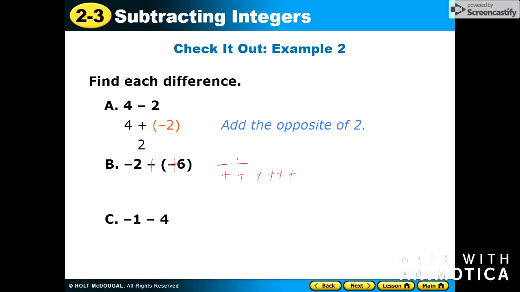These two will cancel each other out. I'll be left with 4 positives. So positive 4 would be my answer. Perfect. And the last one for letter C, negative 1 minus 4.